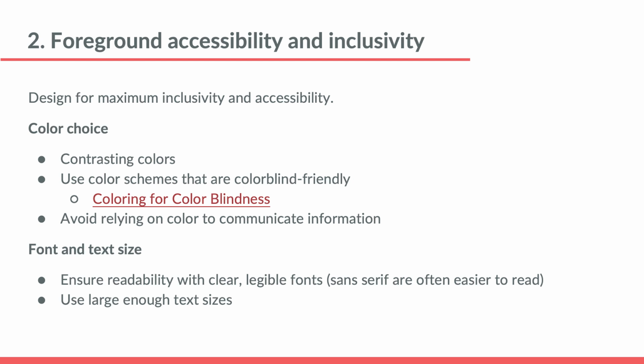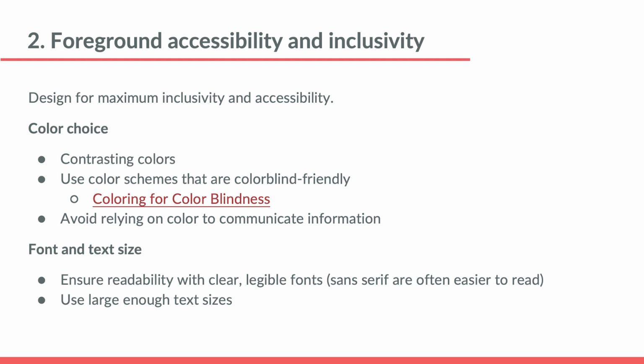So the next one is foregrounding accessibility and inclusivity. And this is designing for maximum inclusivity and accessibility, right? There are a lot of different design choices we can make that make our visualizations accessible to more people. And I've included some here, and there's certainly more. One of the biggest things is color. Using color schemes that are colorblind friendly is a really good choice. But additionally, not relying on color to communicate information, because there are so many spectrums of color blindness that relying on a certain definition of colors can be a problem.